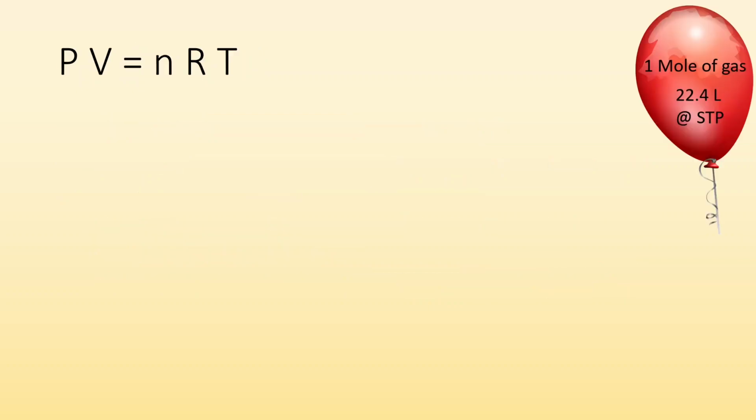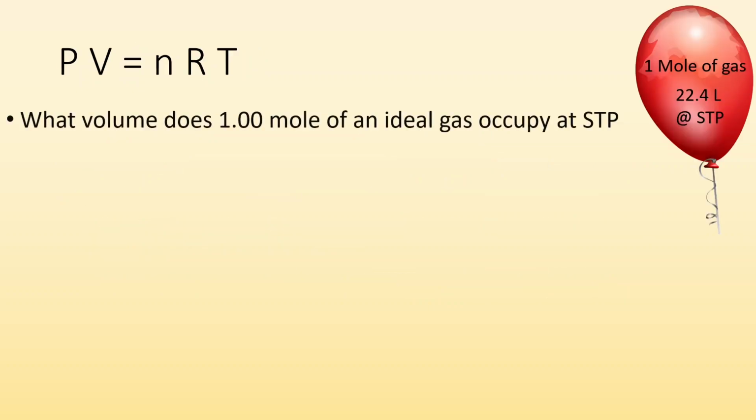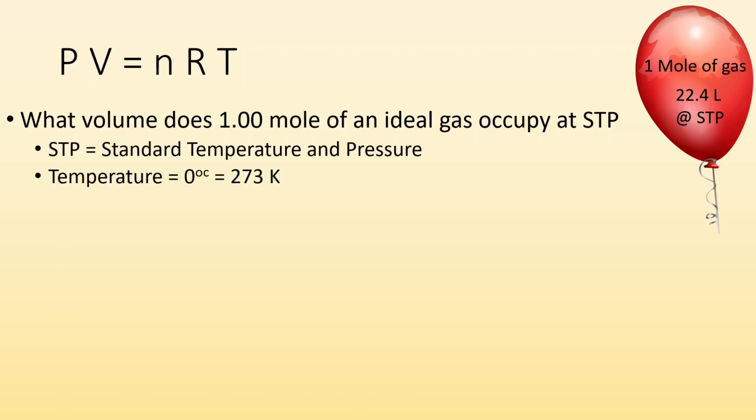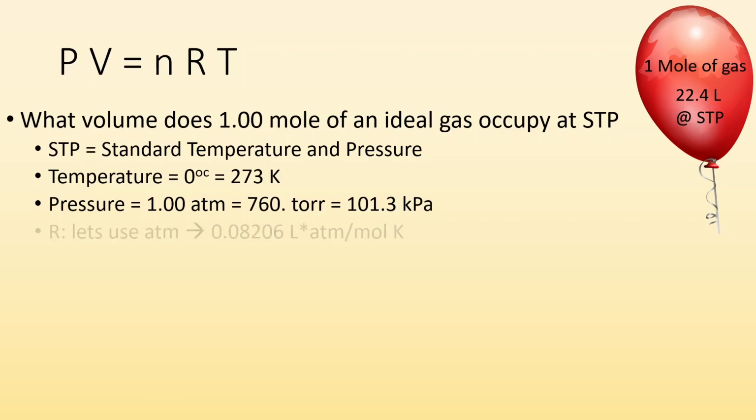All right, so we got PV equals nRT. Sample problem: what volume does 1 mole of an ideal gas occupy at STP? STP stands for standard temperature and pressure. Standard temperature is 0 Celsius or 273 Kelvin, and the pressure is 1 atmosphere or 760 torr or 101.3 kPa, depending on what unit you're working with.